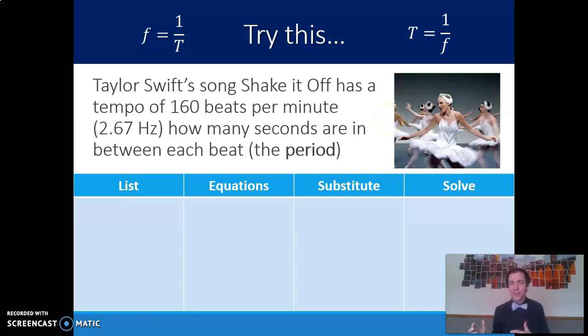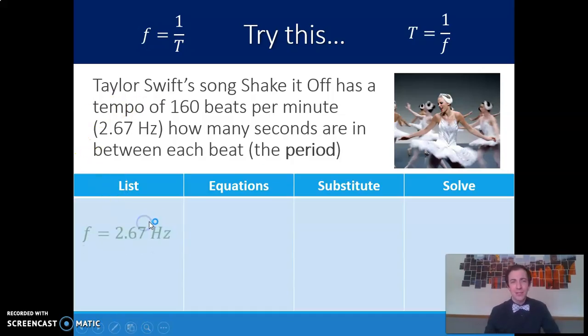So translated down to hertz, or beats per second, it means it's somewhere between 2 and 3 beats every second. So we'll specifically say 2.67 hertz, that many beats per second. I would like to know how many seconds are in between each beat. This is just another way of saying the period.